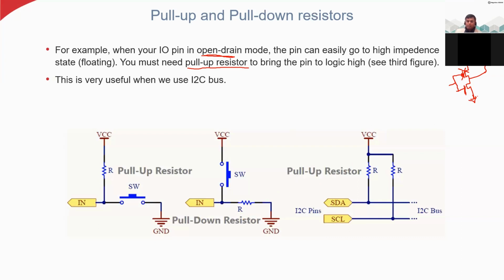This pull up resistor and pull down resistor are mainly needed when you use these microcontroller pins in I2C mode, inter-integrated circuit, I2C or I square C. This is a communication interface, a serial communication interface.